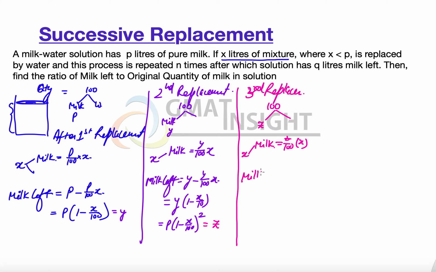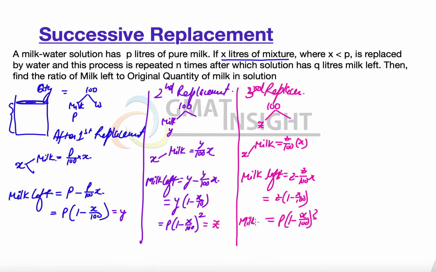Now after the third iteration, the milk left will be equal to, earlier we had Z, and now Z is being subtracted by Z percentage of X. So what we are left with is Z taken common, 1 minus X over 100. Now we are replacing the value of Z from the second replacement case, and now we get P times (1 minus X over 100) to the power 3.